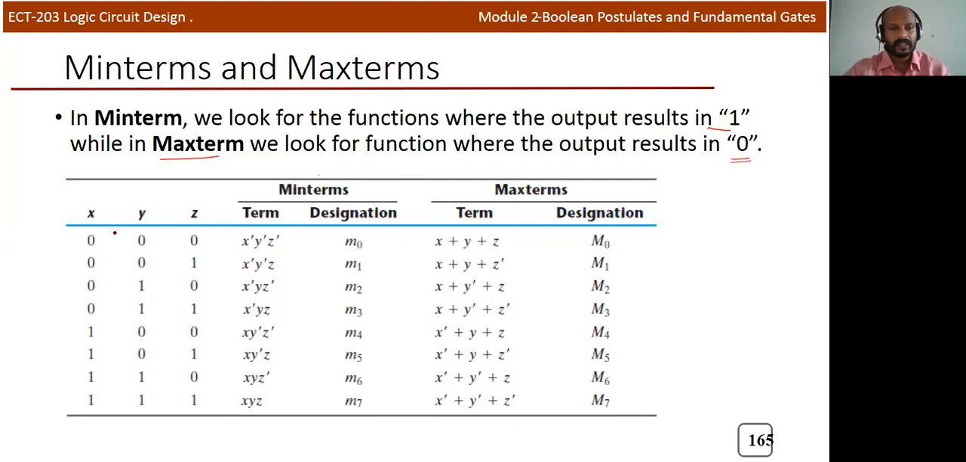For example, if it is a 3 variable function x, y, z, with n equal to 3, you will get 2 raised to 3, 8 different binary combinations. If x is equal to 0, y is equal to 0, z is equal to 0, it gives you a 1. That expression is x bar, y bar, z bar, known as a min term, represented by small m0. And when x, y, z is 0, 0, 0, a function which gives output 0, you can call it a sum term. This one is a product term.